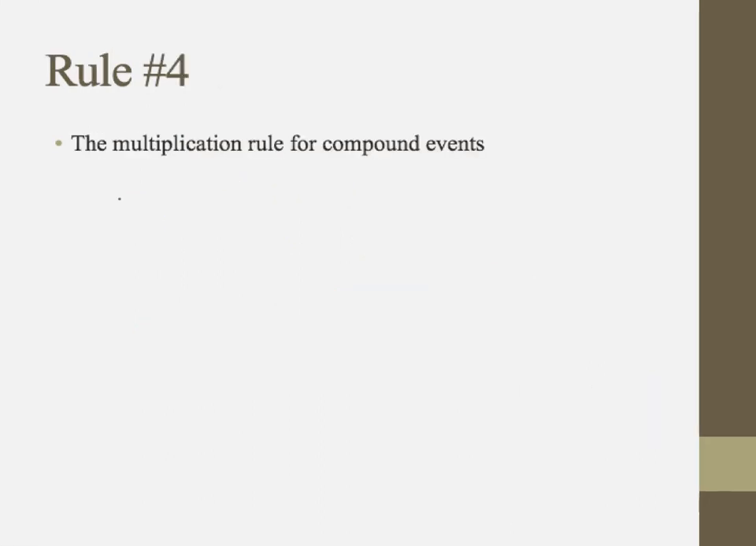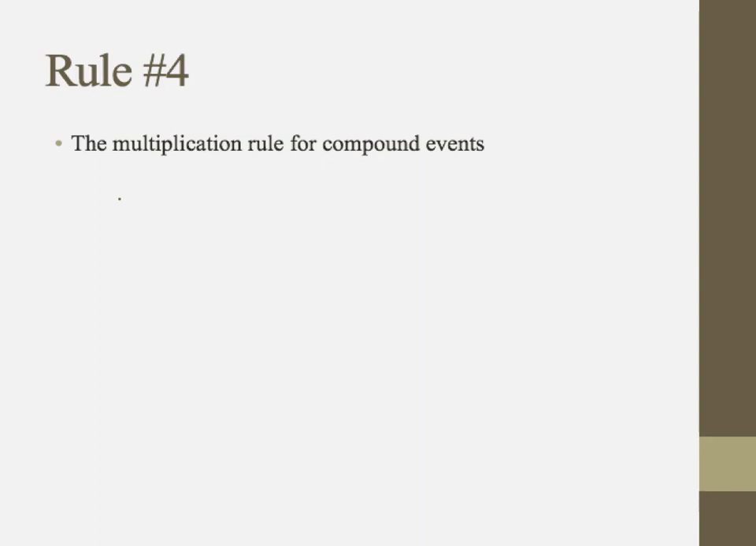Rule number 4 is the multiplication rule for compound events. Some events have 2 or more parts to them. We call them multiple part events or compound events. So the multiplication rule for these states that the probability of a compound event is the same as the probability of the separate parts of the event multiplied together.